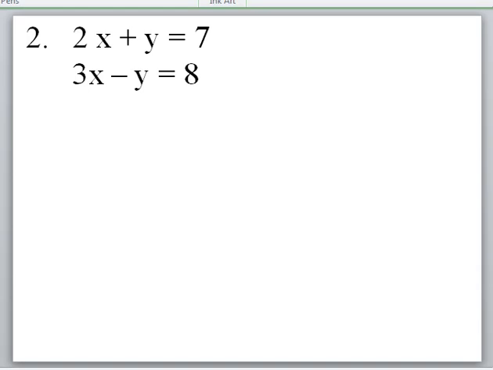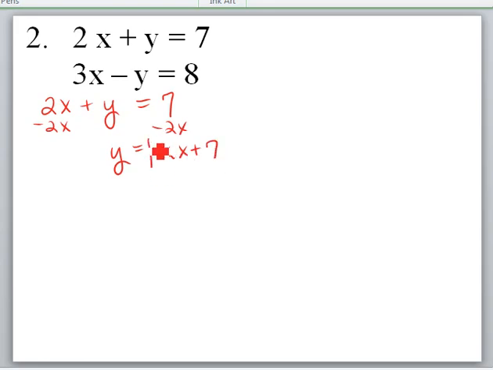Alright, another example will be something like this. However, in this problem, the y is not by itself on either of the two equations. So the first thing we have to do is actually solve one of the two equations for y. And I'm picking y because there's a coefficient of 1 there. So I will just subtract 2x from both sides, and I get y equals negative 2x plus 7.